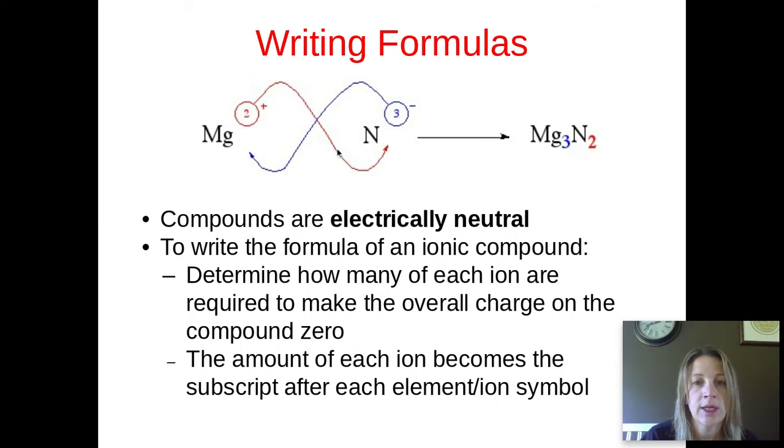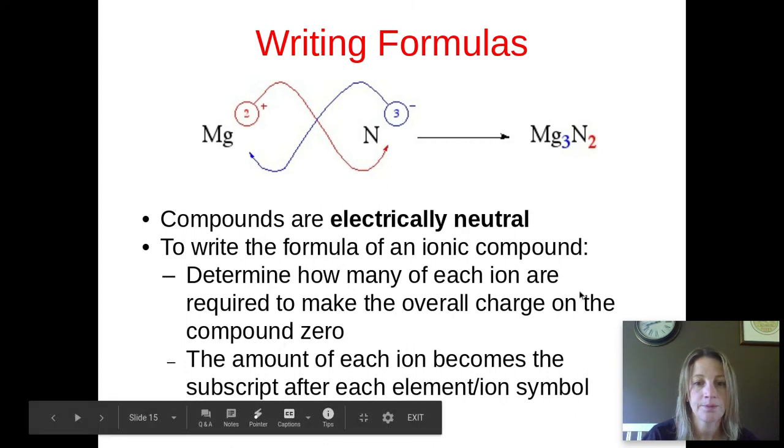So as you can see here, kind of a shortcut to doing this is what I call swap and drop. You swap the charges and drop them down to the subscript values. If you end up with numerical values as your subscripts that can be reduced further, you can do that. So that swap and drop is something you can use, but I encourage you to think through it to determine how many of each you'll need.